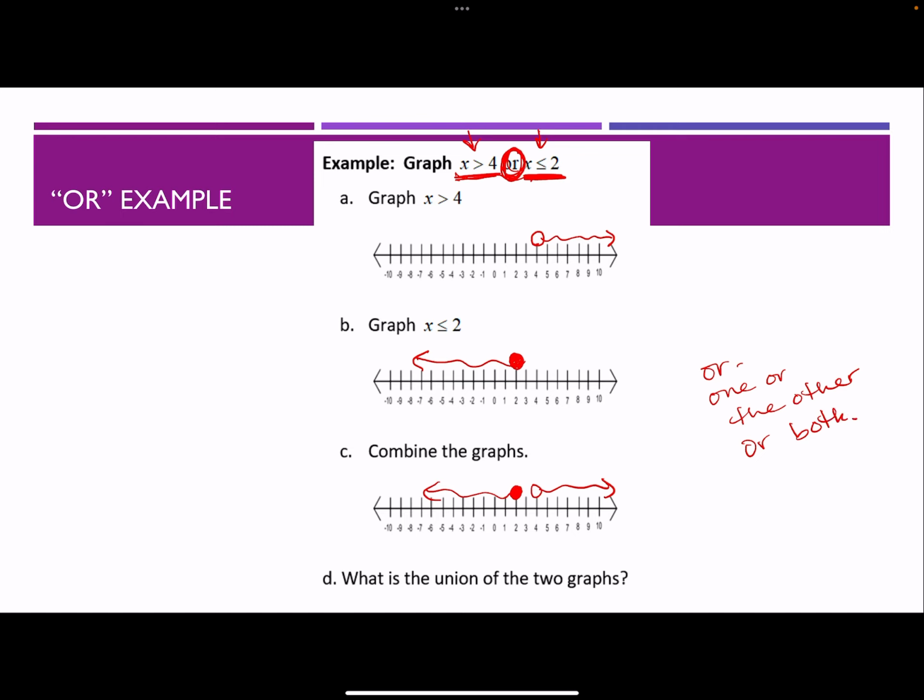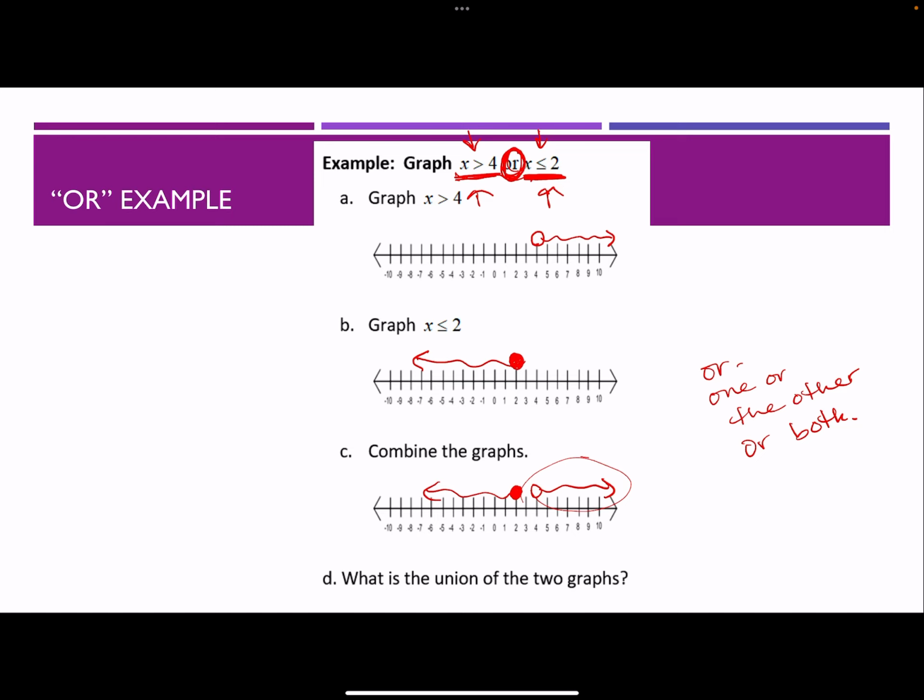So we're thinking about numbers that are solutions. We want to pick a number x that could be a solution to this or both. And so think about it. Over here in this section, all these numbers are a solution to that part on the left, like x is greater than 4.